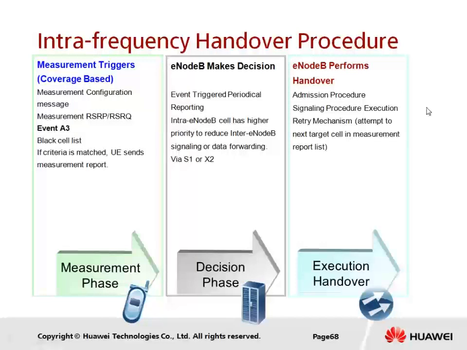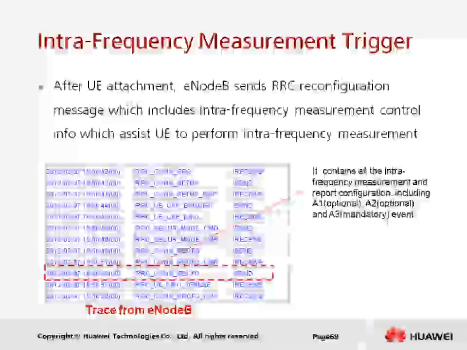where the target eNodeB has to perform the admission procedure. So the target eNodeB checks the resource, whether it is sufficient for the new user, and proceeds with the signaling procedure, with the handover acknowledgement message sent to the source cell, and proceeds with the handover execution. So if the first candidate cell rejects the handover request, then the source eNodeB is going to perform the retry mechanism, which is trying to send the handover request to the second candidate cell in the measurement report.